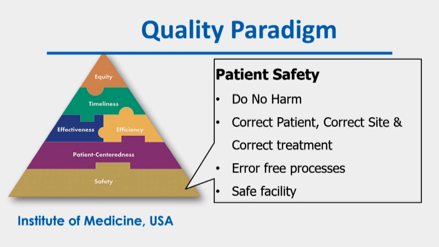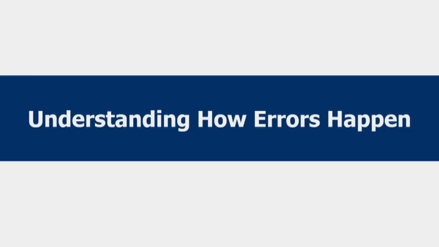Equally important is being patient-centered, whereas where we really give importance is only effectiveness. But if you don't have this safety and the patient-centered nature of the organization, then you will not be able to build the effectiveness or the quality outcomes. It also lets us understand how errors happen.